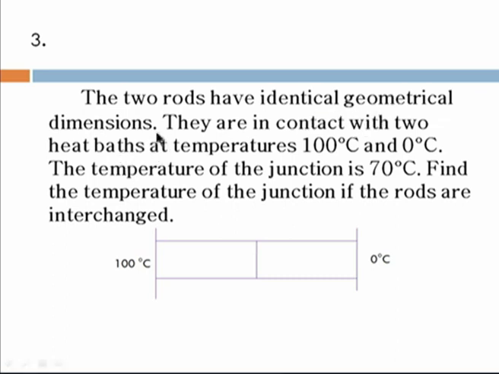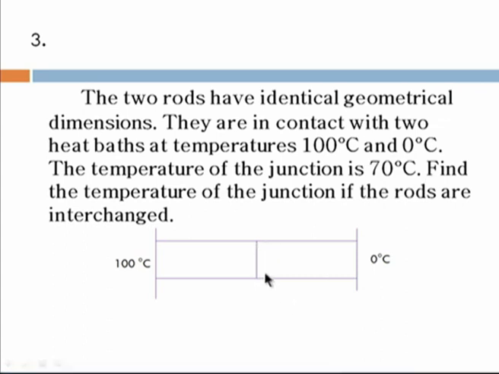So identical geometrical dimension means both have the same length and same area of the cross section. They are in contact with the two heat baths at temperature 100 and 0. So here this end is maintained at 100 degrees centigrade, this end is maintained at 0 degrees centigrade. Here the temperature of the junction is 70 degrees centigrade.